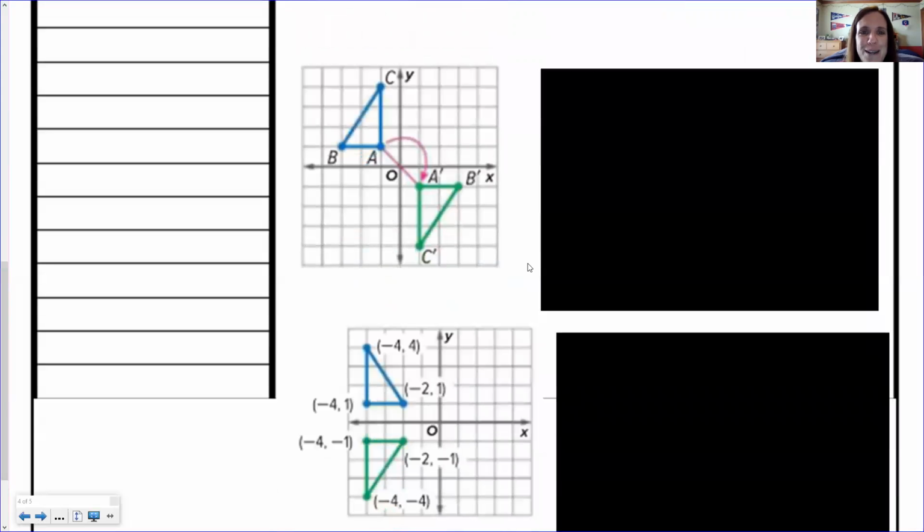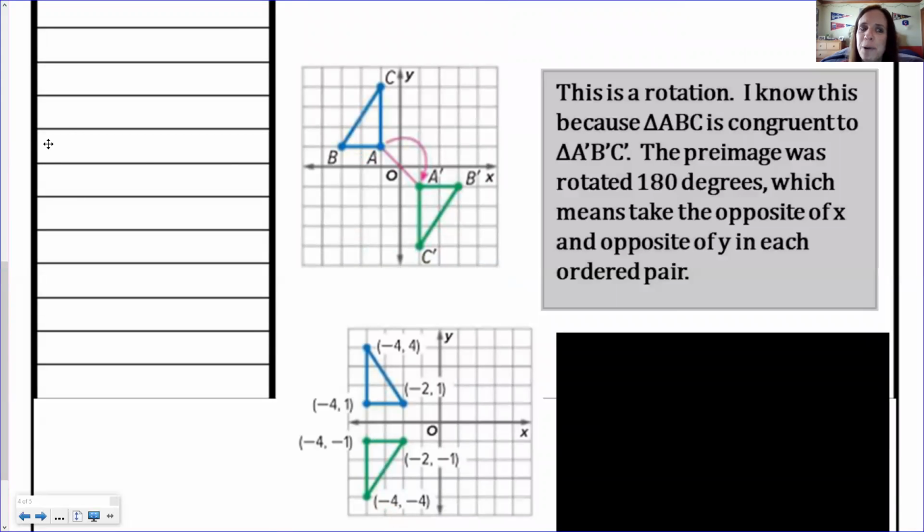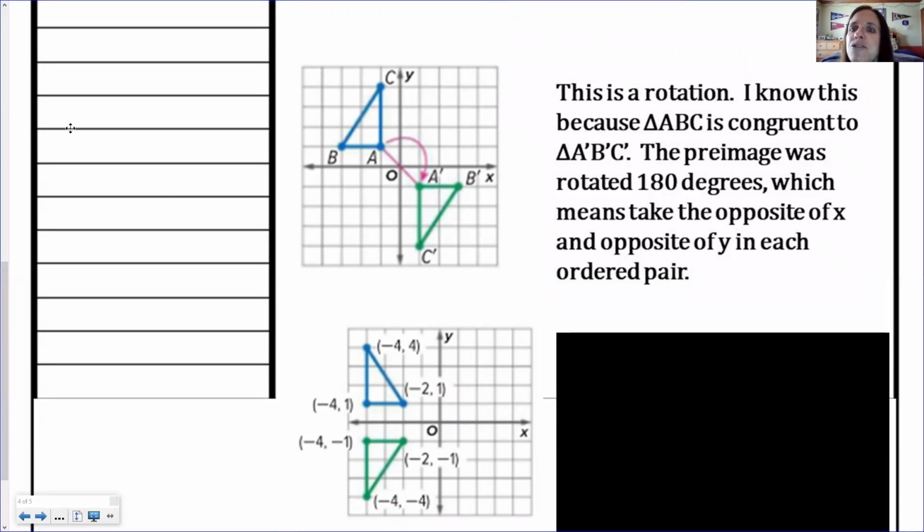All right, how about the third image? Our original, triangle ABC, and then our green, A prime, B prime, C prime. What transformation do you think is happening there? If you said rotation, you are correct. I know this because triangle ABC is congruent to A prime, B prime, C prime. They haven't changed size. That was the same on the last one too. They didn't change size. They are congruent. But you can see that the pre-image was rotated 180 degrees, which means take the opposite of X and opposite of Y in each ordered pair.